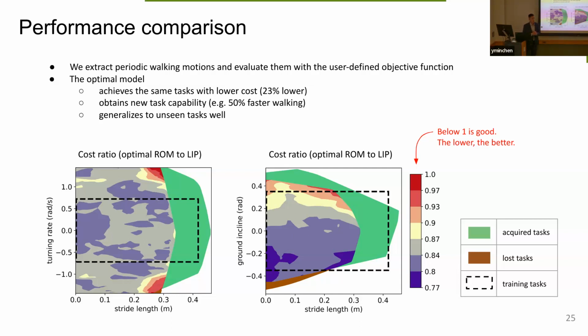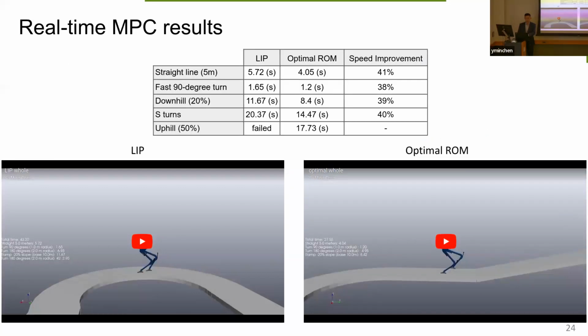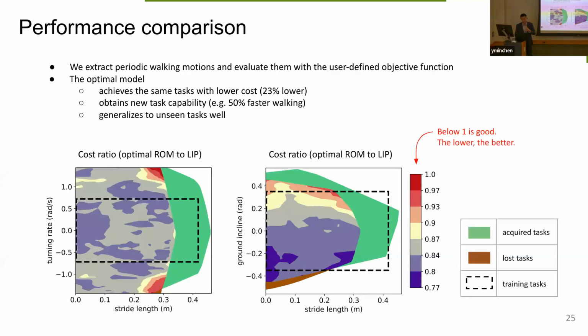What do you mean by acquired? Oh, it's the tasks that the initial model cannot do. In this case, Cassie can walk up a 50% incline with the optimal model, but LIP cannot. So I claim this task is acquired. That's what I mean.